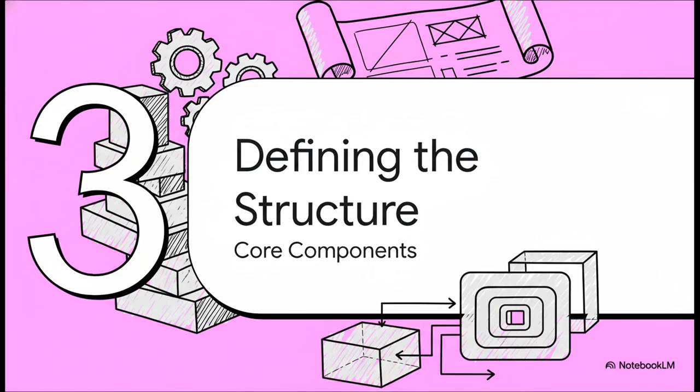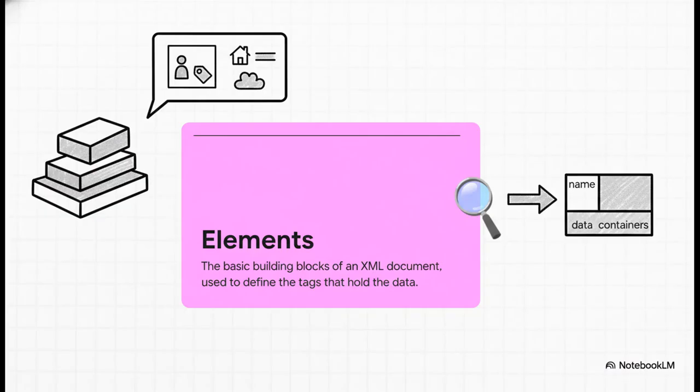So, what's actually in this DTD blueprint? What does it define? Let's break down the main parts. First up, you have elements. The easiest way to think of these is as the nouns of your document. They're the main containers for all your information. So if you're making a contact list, your elements might be name, company, and phone. They're just the fundamental building blocks.